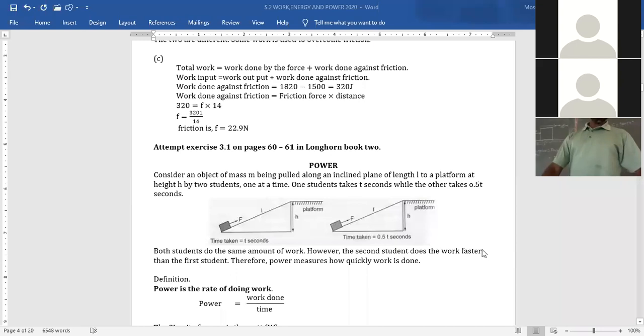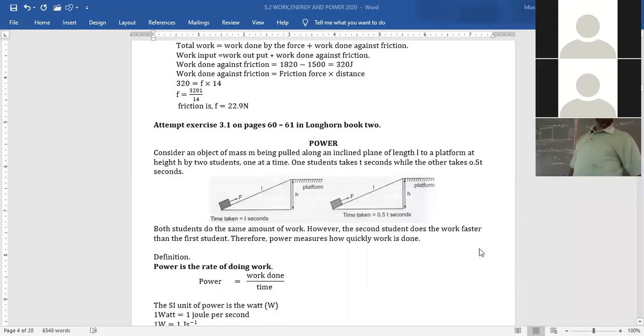So let us look at the definition for power. Somebody read. Definition. Power is the rate of doing work.